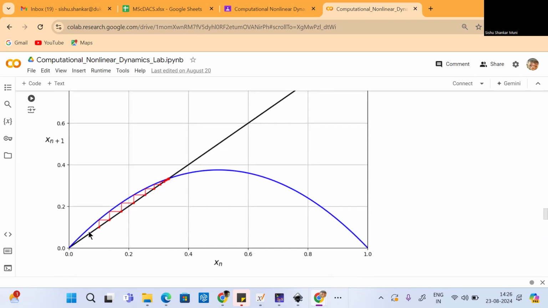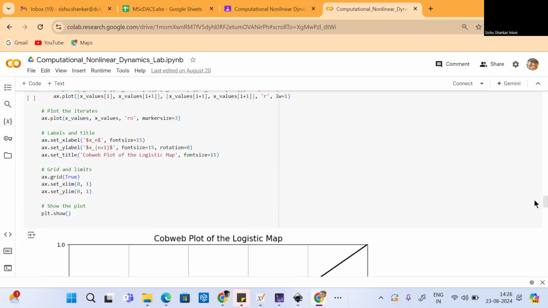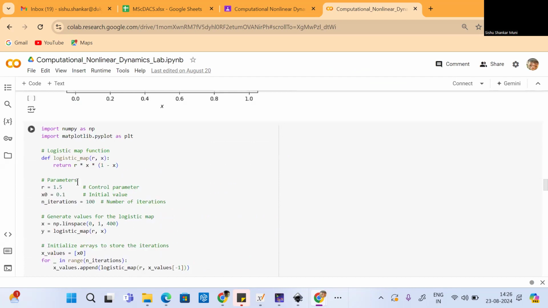The blue one is the logistic map. The black line is y equals x. You started your initial condition from here. I should have drawn a straight line here, but think that it is 0.1 initial condition. We can check that initial condition also. That is in your hand to fix.